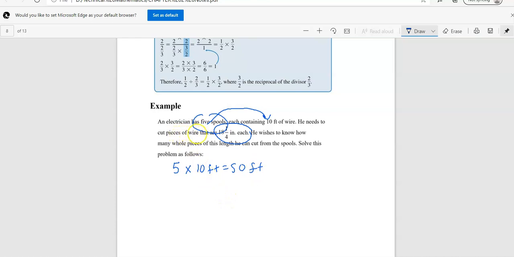He needs to cut pieces of wire that are 18 1/4 inches each. He wishes to know how many pieces of the length he can cut from the spools. Solve this problem. So he's got a total of 50 feet.